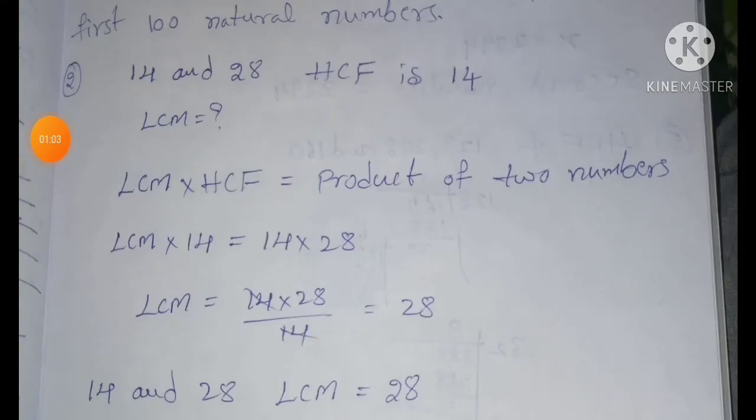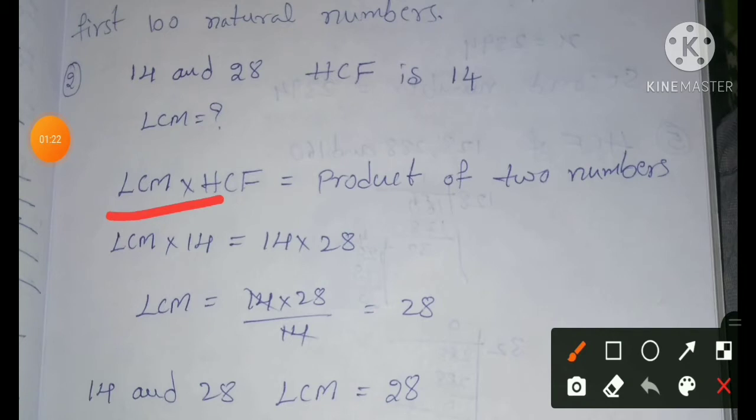The HCF of two numbers 14 and 28 is 14. Find the LCM. So HCF is given, two numbers are given, we need to find the LCM. In this type of question we have a formula: LCM into HCF equals the product of two numbers. This is a formula. So here we need to find the LCM. We need to substitute the remaining values.